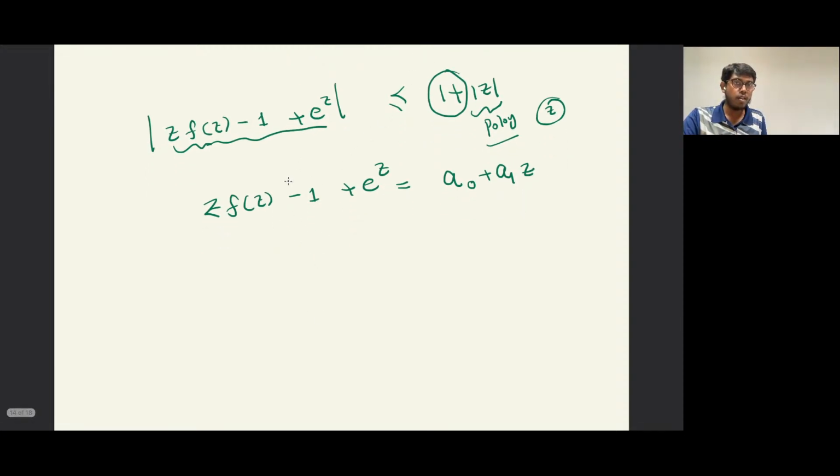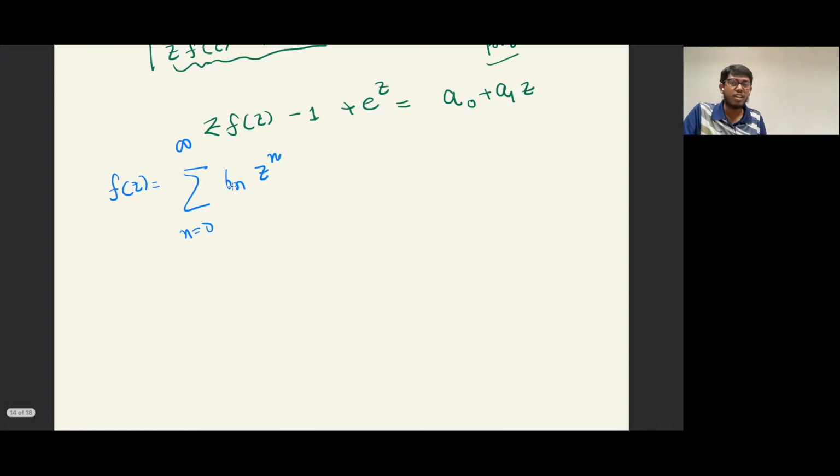Now I need to find the derivative of f. So I'll write f(z) as the summation of b_n z to the power n, n equals 0 to infinity. This is now just a bit of computation, nothing else.